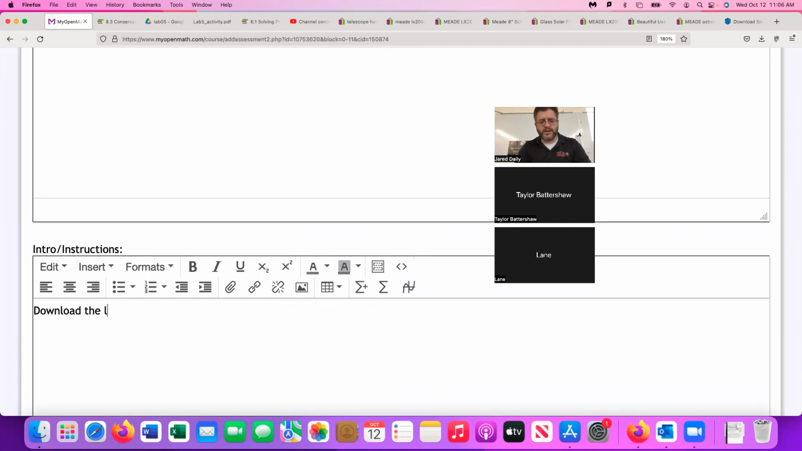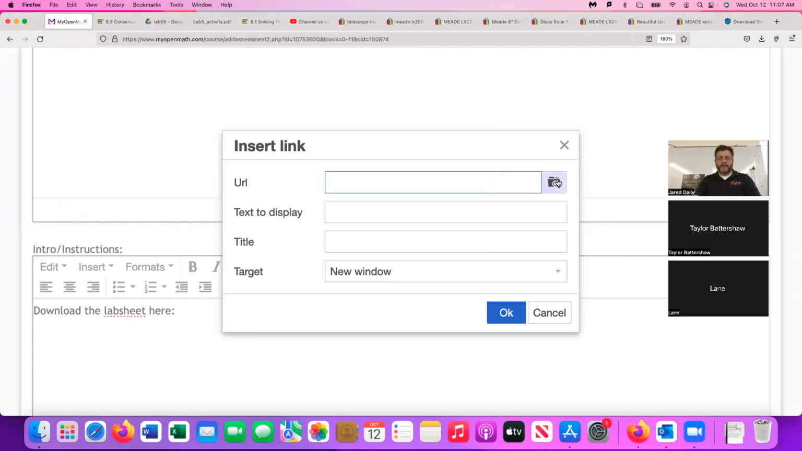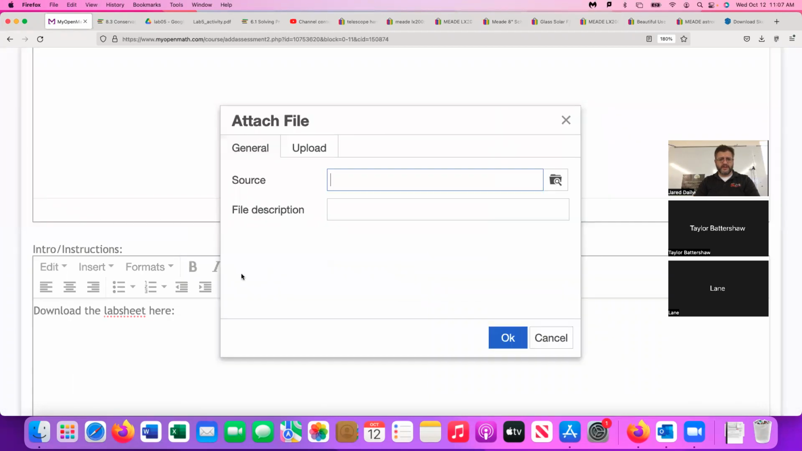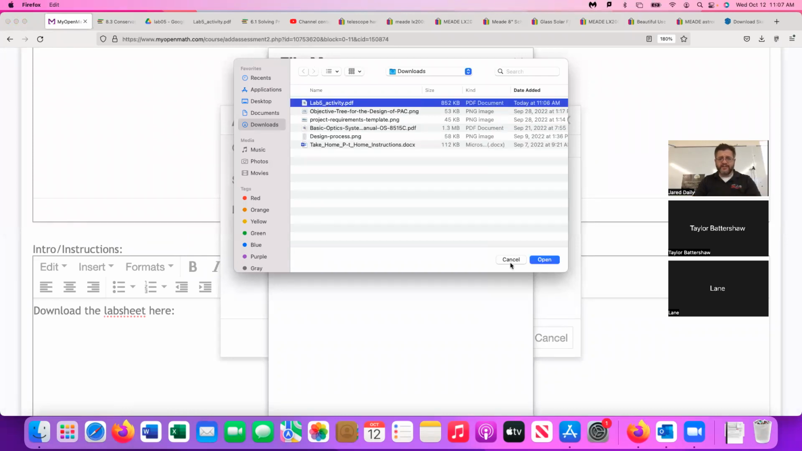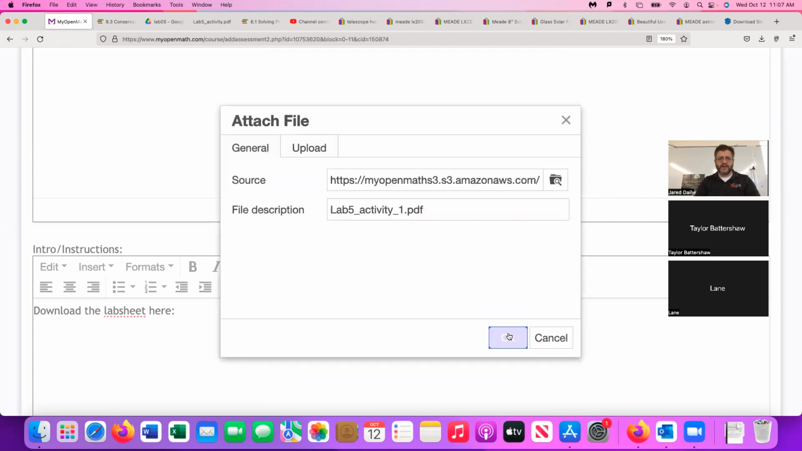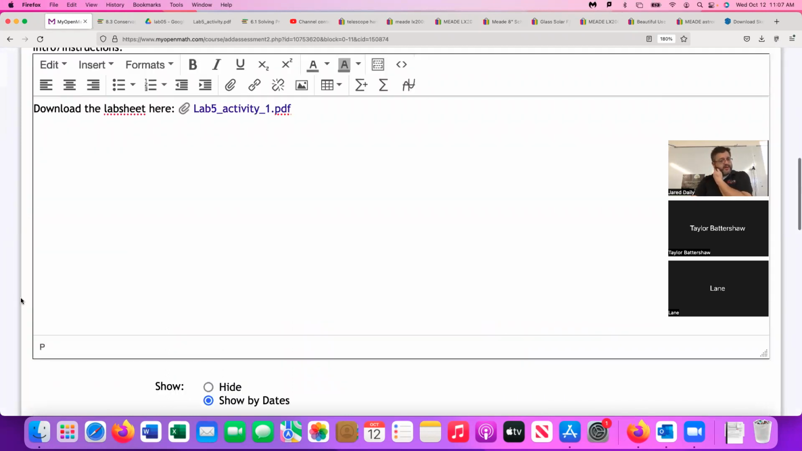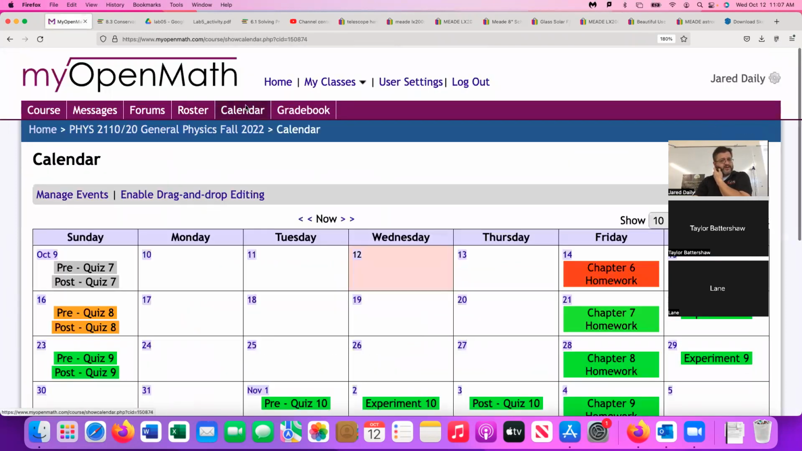Download. We're not going to use a URL. We're going to insert a file. That's what we're going to do. Downloads, lab 5 activity, open, load. Okay, so there it is. So now you've got that under lab 6, which is due.